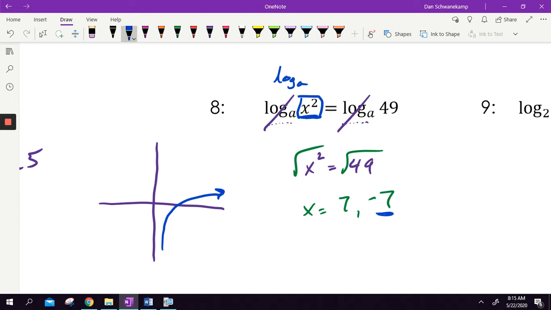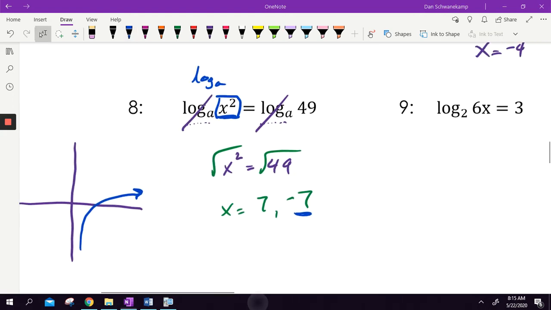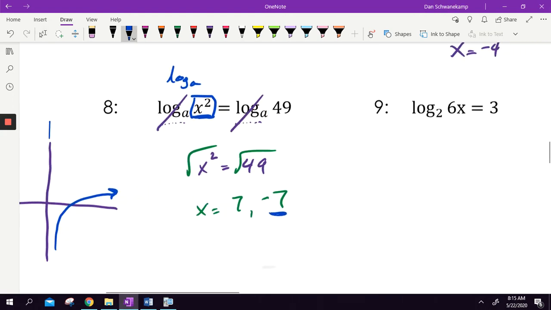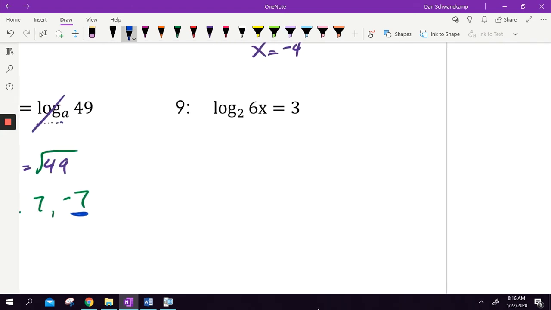But when we choose a number, it needs to be on the right side of 0. So just something to be aware of, and we'll get to more examples of that later on.